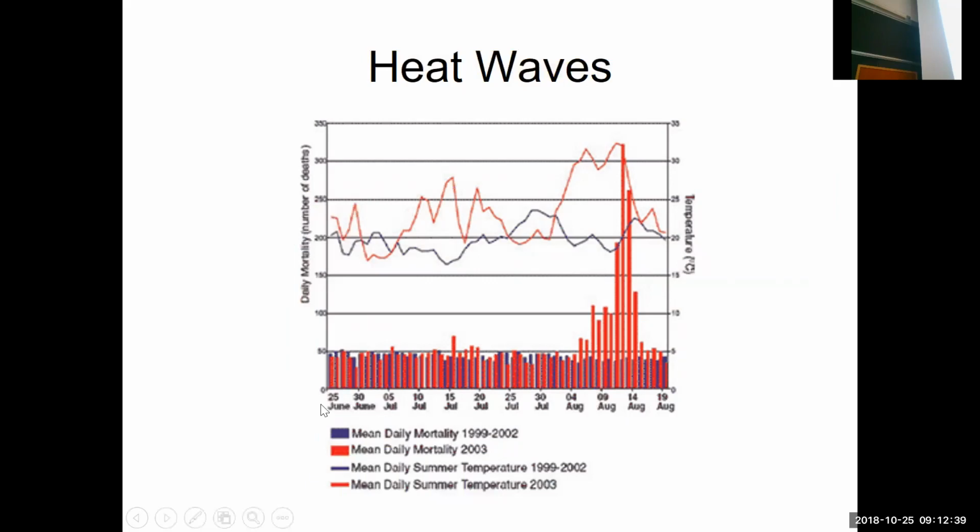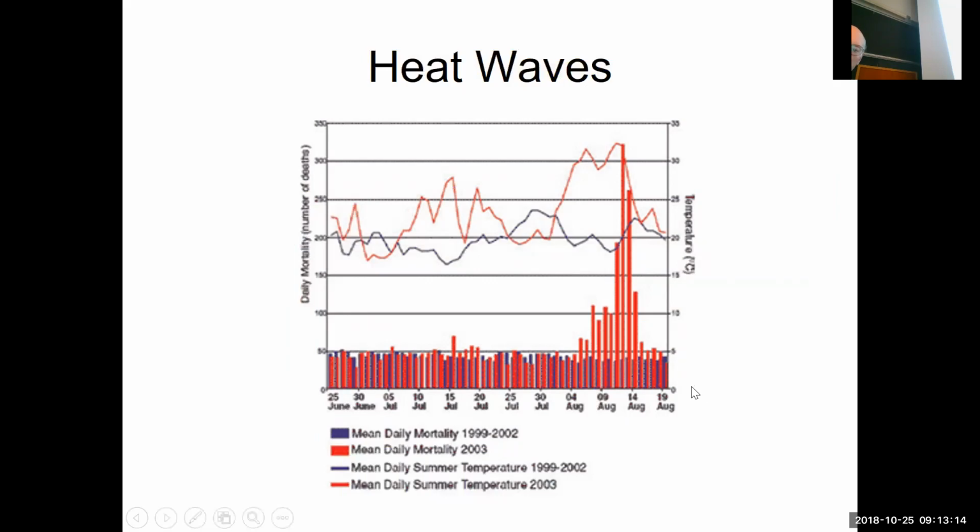We're looking at a timeline here of a heat wave event in 2003 in red by comparison to a similar period of average time between 1999 and 2002 portrayed in blue. On the y-axis is daily mortality, number of deaths. That's the bars, on the left-hand axis. On the right-hand axis is temperature.